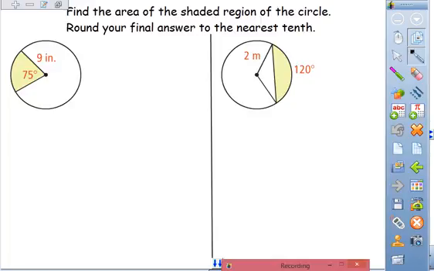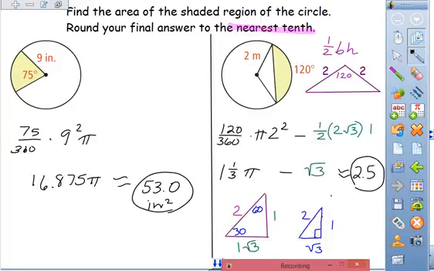Try these two problems. Pause the video till you're ready to see the answers. So on the first question, we're just finding the area of the sector. So we have 75 out of 360 degrees times the area of the circle, 9 squared pi. Rounding to the nearest tenth, we get approximately 53 square inches.